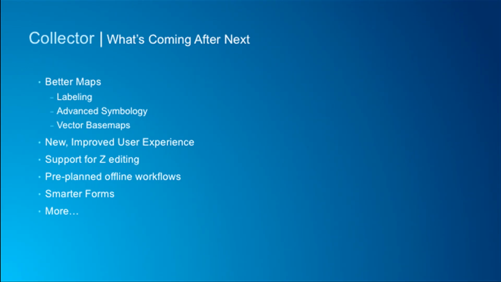But what does this new runtime bring us for starters? It brings us better maps. One of the most requested features we've had with Collector is, why don't my labels show up on my web map? And that's because the runtime doesn't support it. So we're adding that because it's included in the new runtime. Some of the advanced symbology.